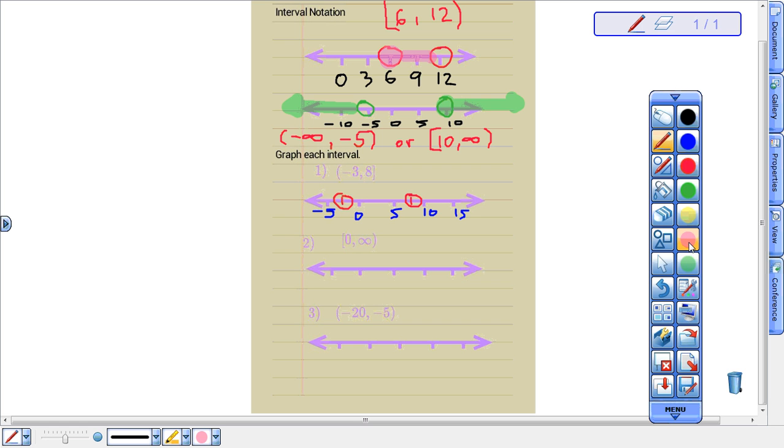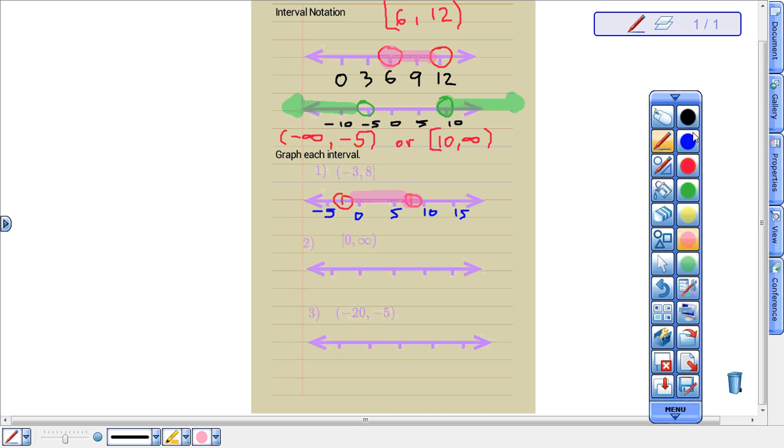-3 is with the round parenthesis, so we're not going to shade it in. But 8 is with the bracket, so we're going to shade it in. So we're talking about what is in between -3 and 8. That is going to be the graph of the interval -3, 8.